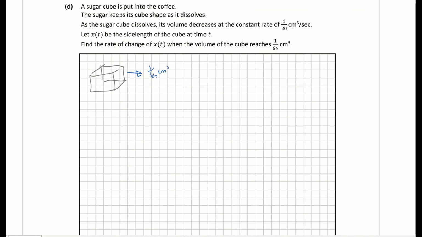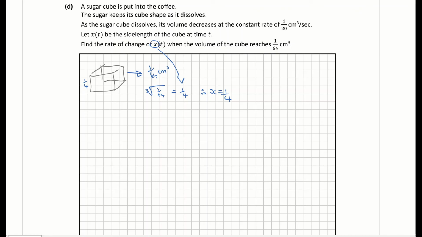Now it's telling us that the cube keeps its shape as it dissolves. So that means it's a cube, so all 3 sides are going to be the same: length, width, and height. So in order to get the length of a side, I'm going to find the cube root of 1/64, which is giving me a quarter. So that's telling us here that x is basically 1/4. So therefore x is equal to 1/4. So a side of my ice cube is 1/4. So that's one thing we know.